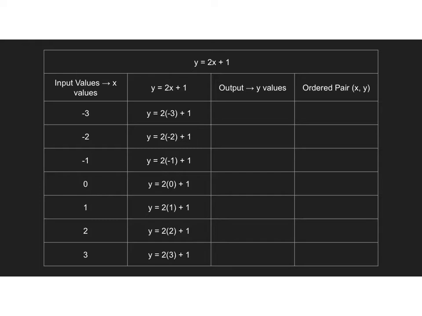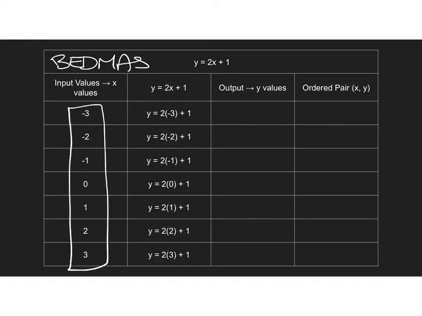So when we have an expression, something like y is equal to 2x plus 1, what we can do is substitute in a variety of different values for x. We need to remember to use BEDMAS rules when solving. So the first example here, we've chosen all these values to substitute in for x. The next column here shows what we've done.